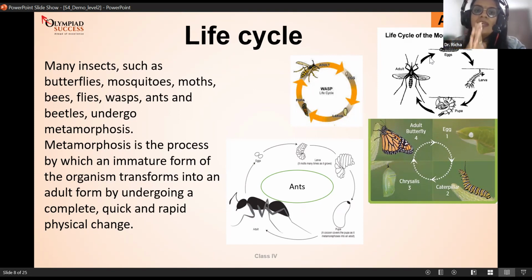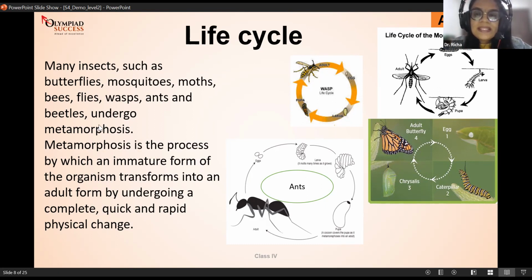What happens when they lay eggs, when the eggs hatch, the one which comes out, the hatchling, looks totally different from the adult version of that particular animal. So it becomes kind of interesting to see how that different thing turned into a different being when it grew up. That is because when the eggs hatch, the hatchling which comes out goes through a complete process of change, a physical change, complete, quick, rapid, totally abrupt. And that leads to a totally different look, a totally different physical appearance when they grow up. This is called metamorphosis.